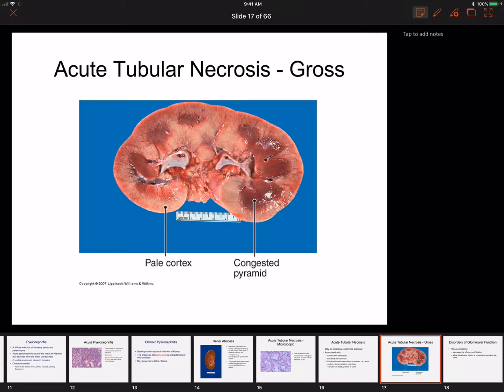So what we're seeing here is a pale cortex, and we're seeing congestion within the pyramid. The pyramid is part of the medulla of that kidney, and it's the metabolically active component.